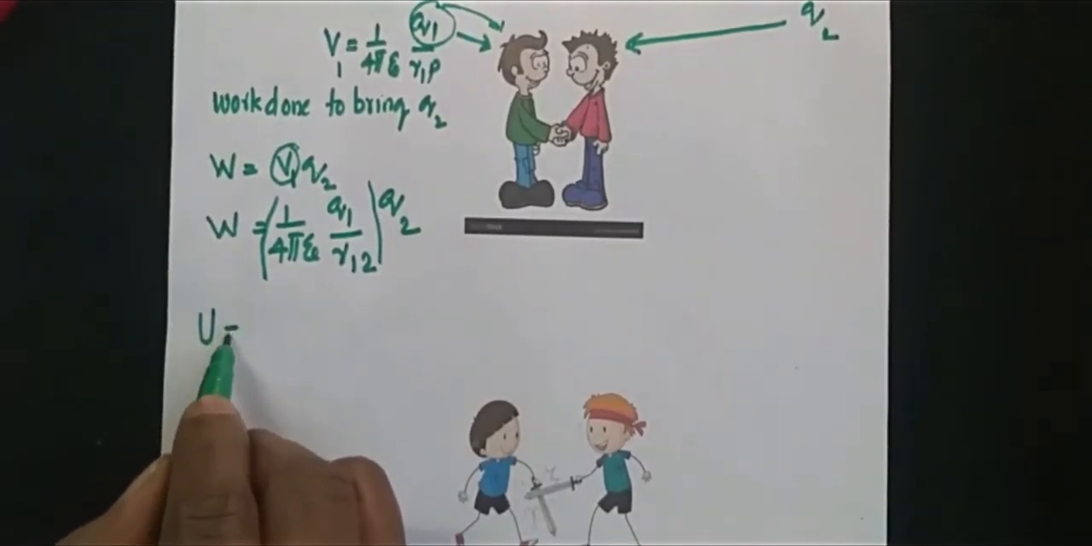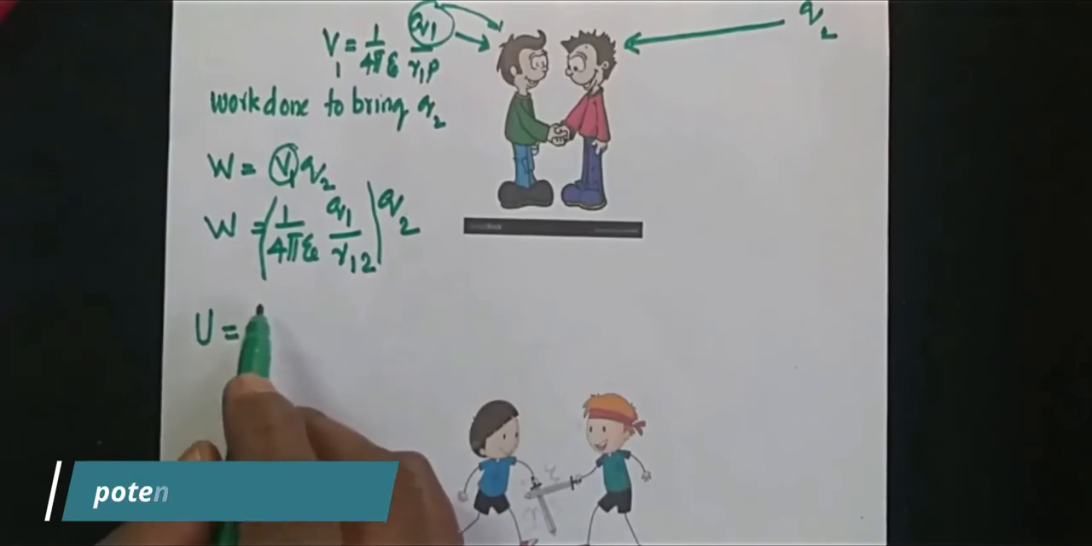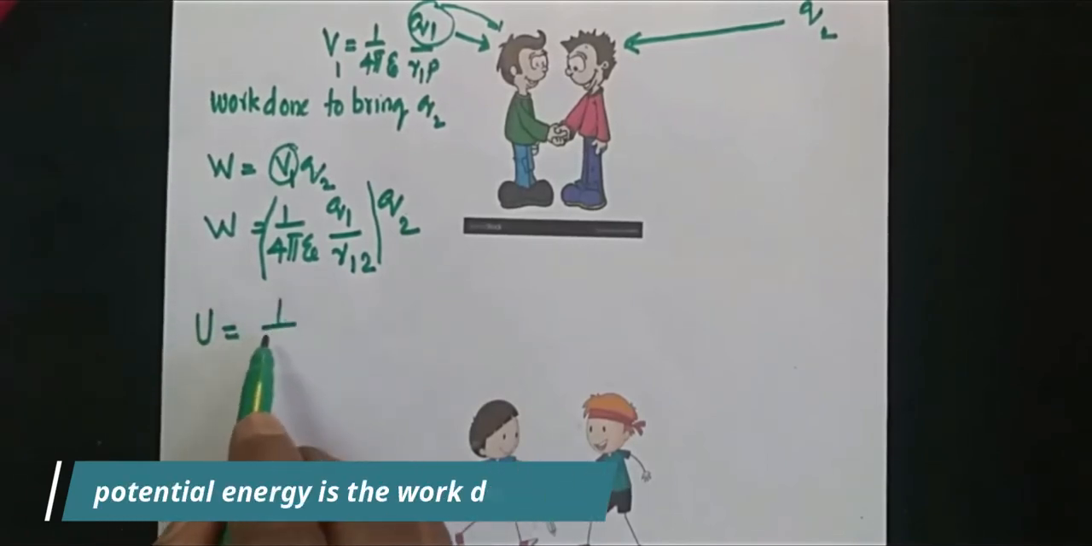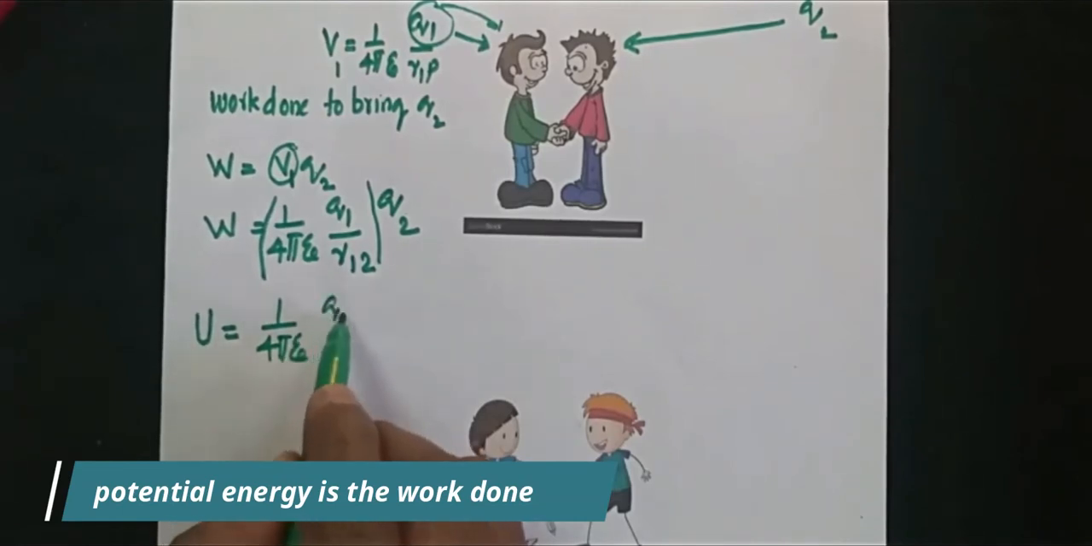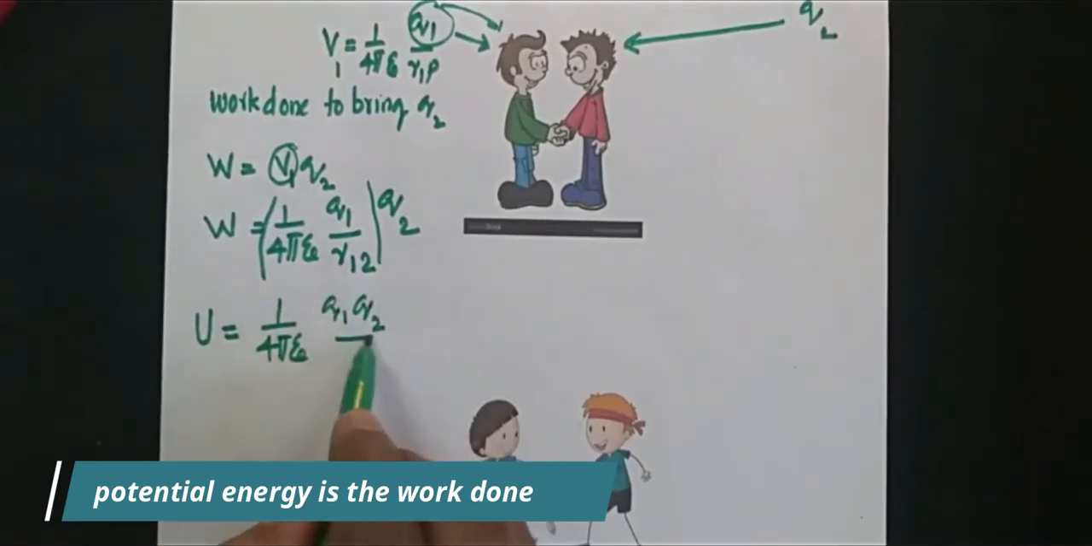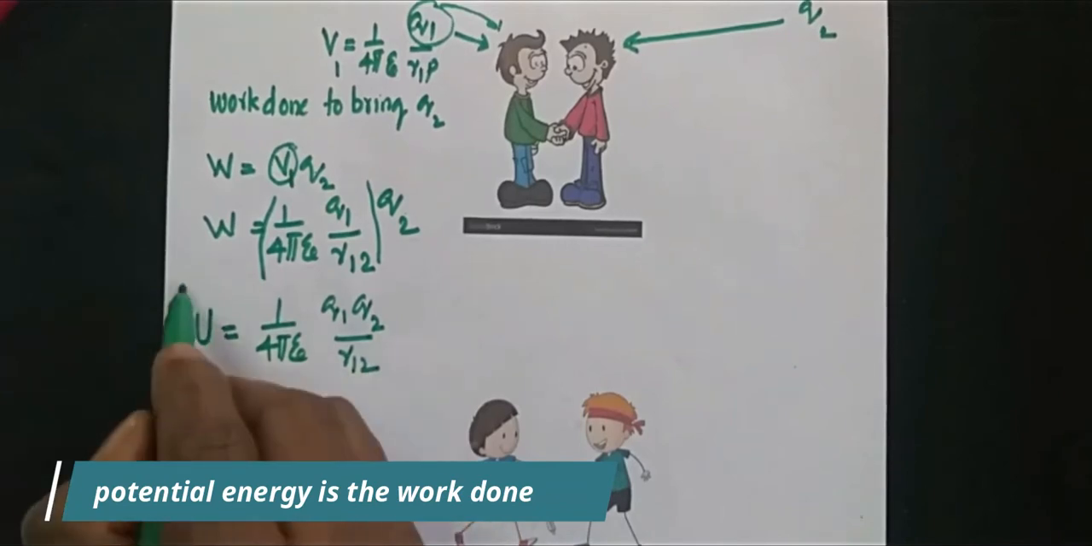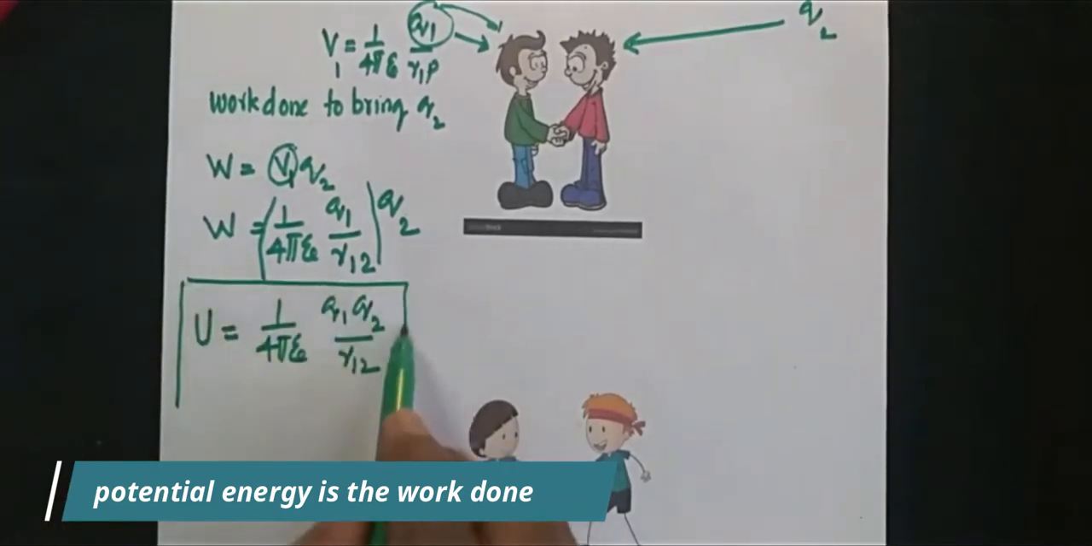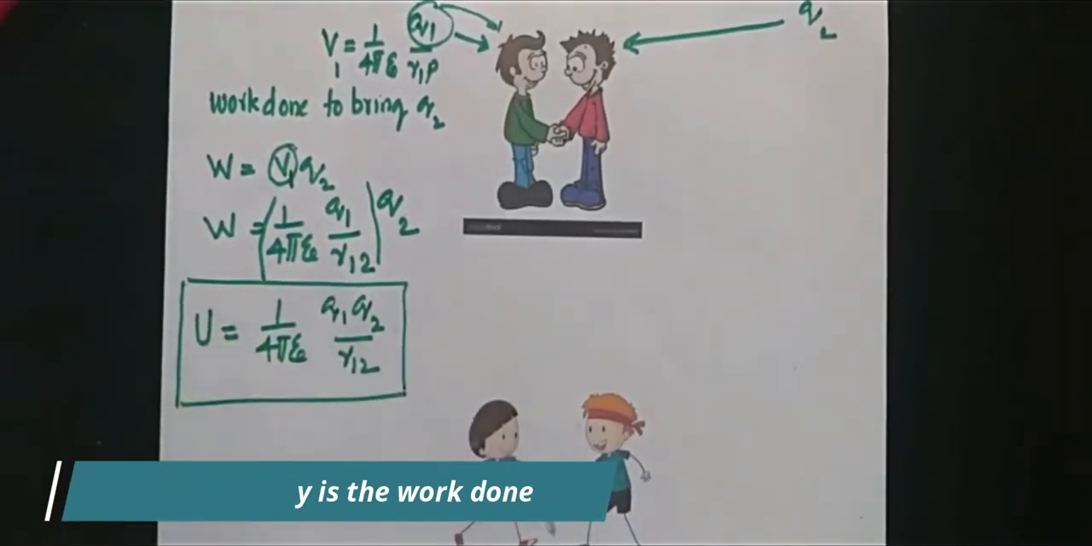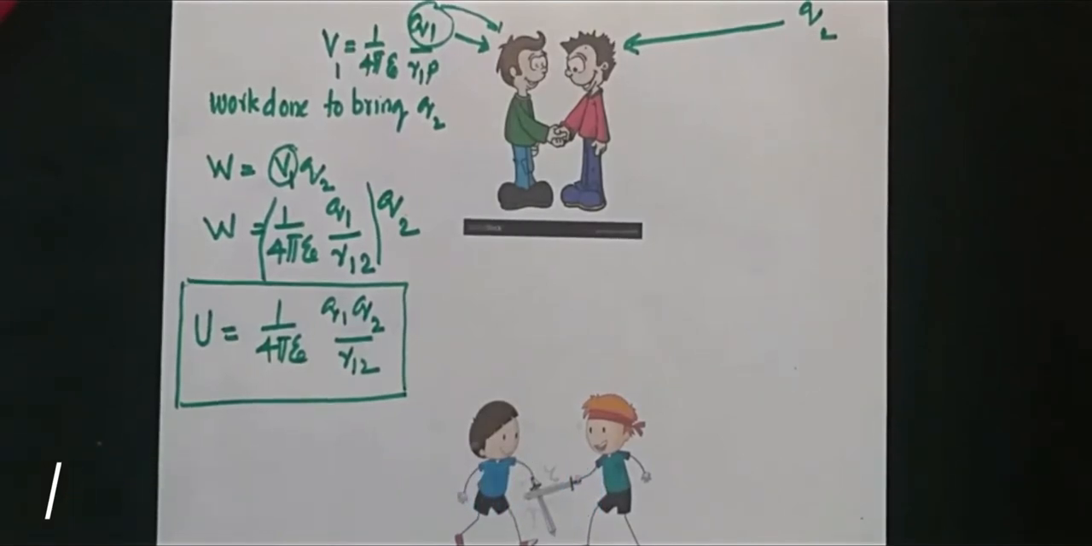In previous years, you have already studied that potential energy is the work done, or work done can be taken as the potential energy in Newtonian mechanics. So the electrostatic potential energy U is equal to 1 by 4 pi epsilon 0 Q1 Q2 divided by R12. See, we have a beautiful equation.